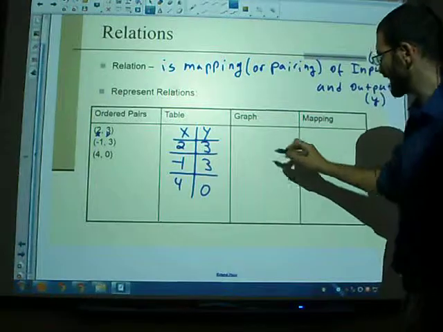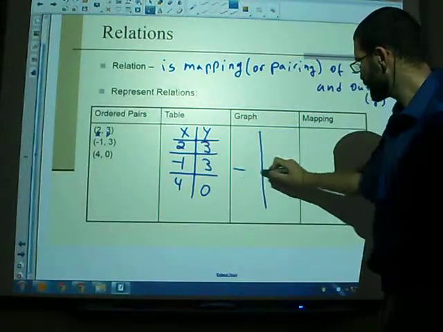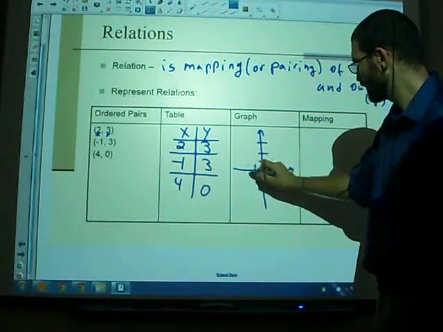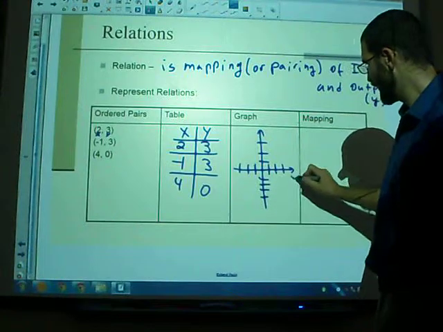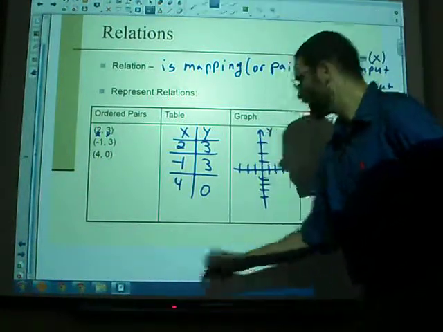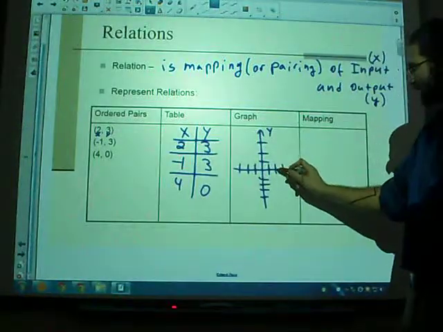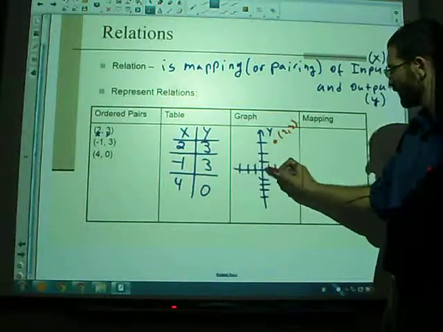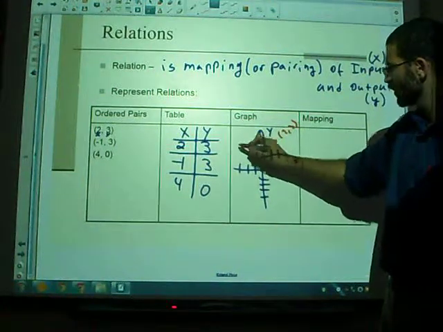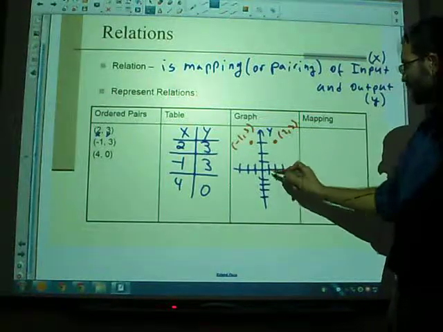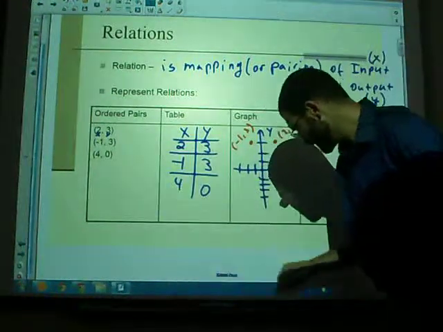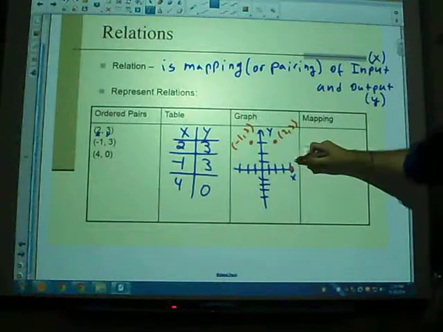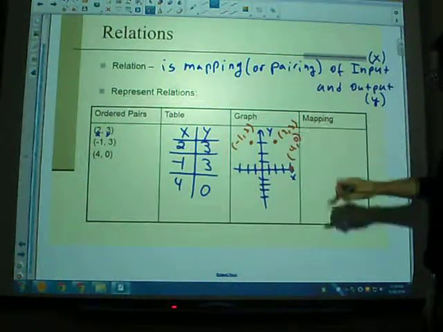We can represent this as a graph. That's where you draw the coordinate plane with the x and the y coordinates. And we have point (2, 3), so we'll go 2 on the x and up 3 on the y. Negative 1, 3: negative 1 on the x and up 3 on the y. And (4, 0), so 4 on the x and 0 on the y, which means you don't go up or down.